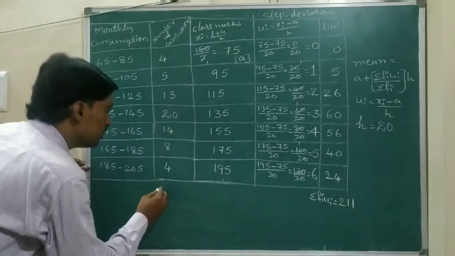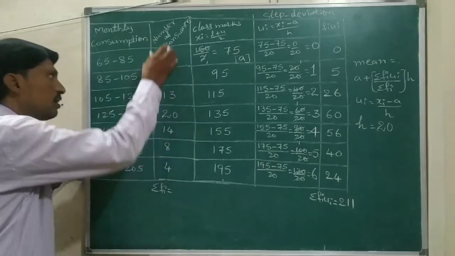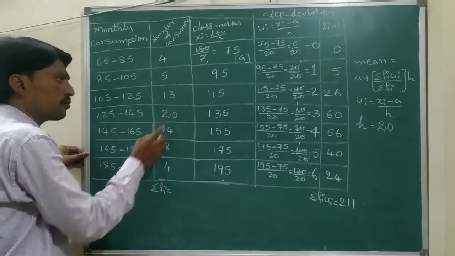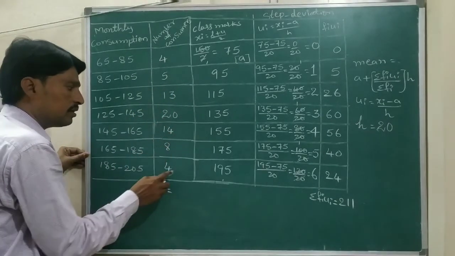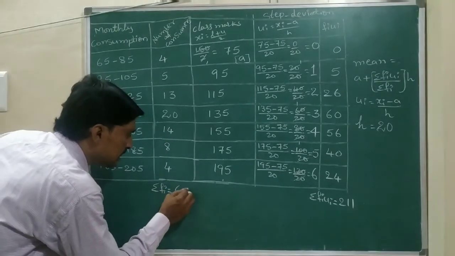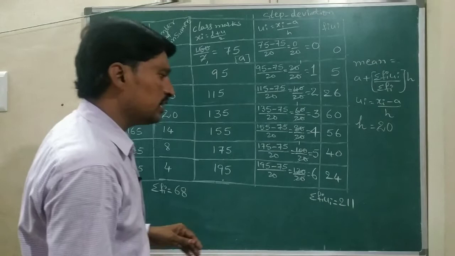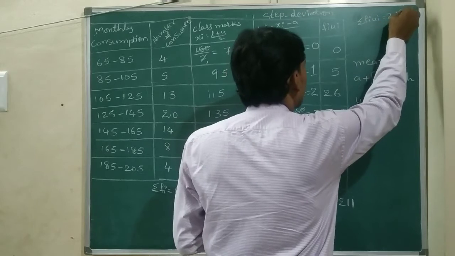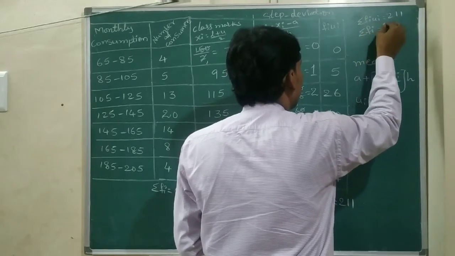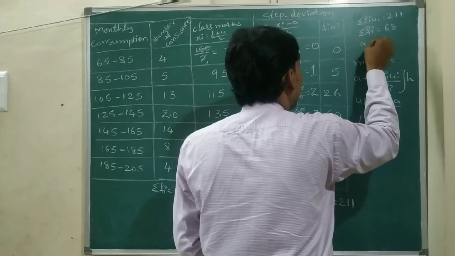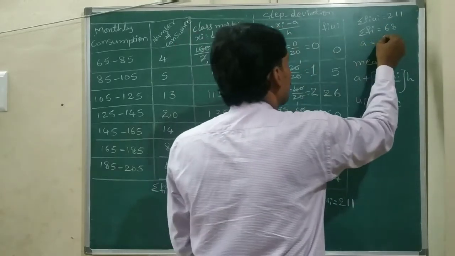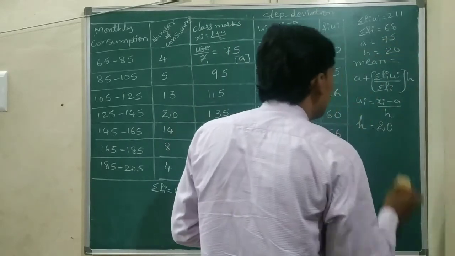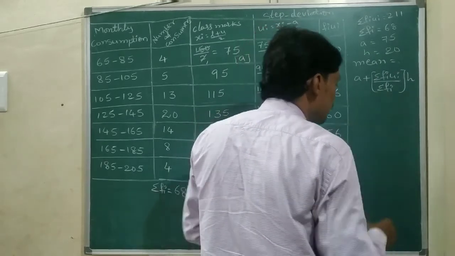Again we need to find sigma Fi. Sigma Fi means all frequencies we need to add: 4 plus 5 plus 13 plus 20 plus 14 plus 8 plus 4 equals 68. The sigma Fi value we got is 68. All these values we have to write here: sigma Fi Ui equals 211, sigma Fi equals 68, A, the assumed value, is 75, and the H value is 20. We substitute all these values in the formula to get the mean.